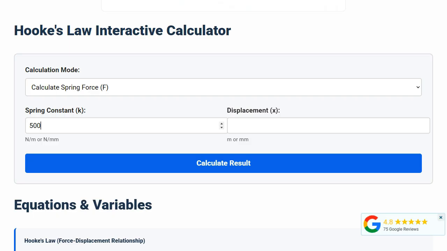You can also calculate elastic potential energy by entering these same values. The calculator will show you the resulting force using the formula F equals k times x, as well as the stored potential energy. Results update automatically as you enter your values, giving you instant feedback on your spring calculations.